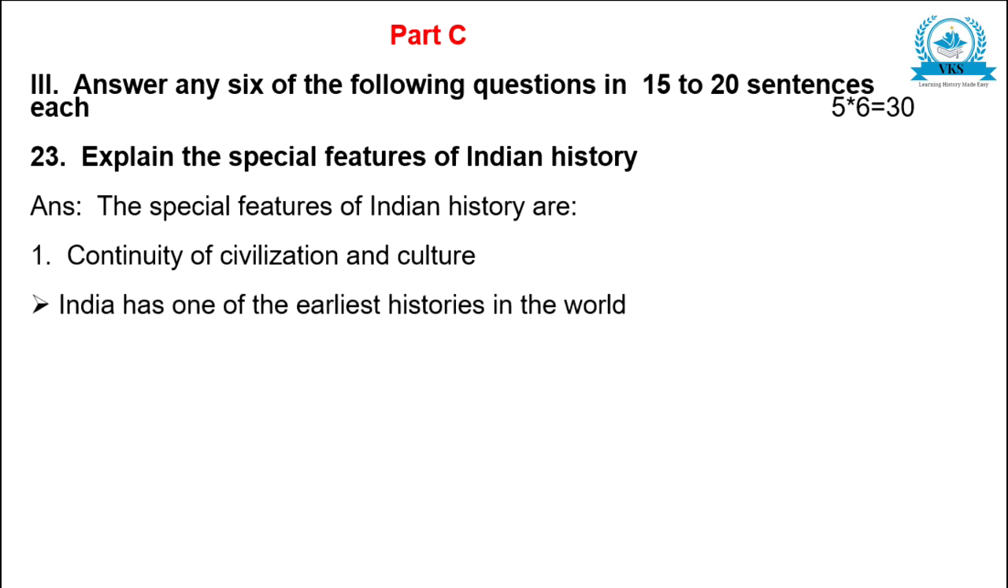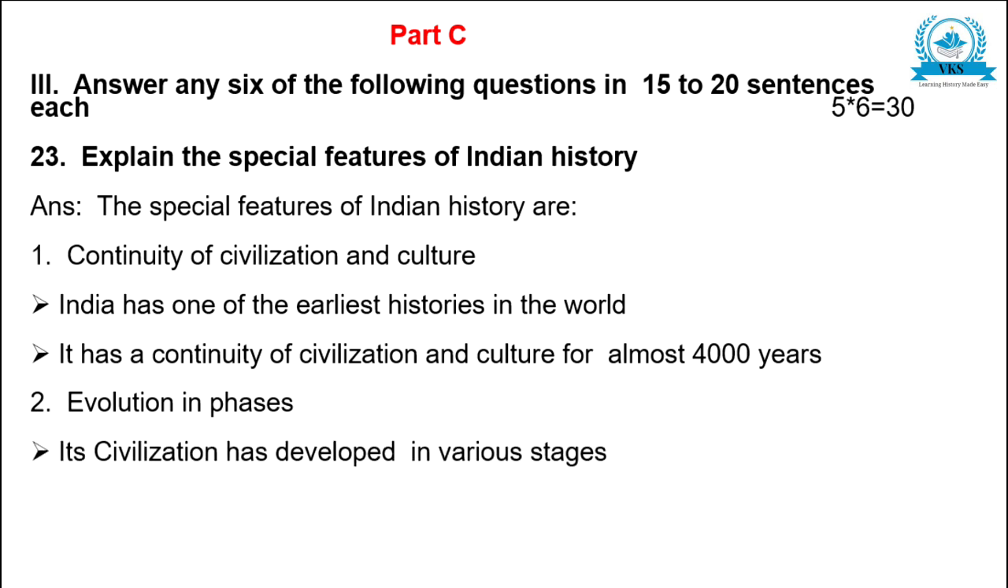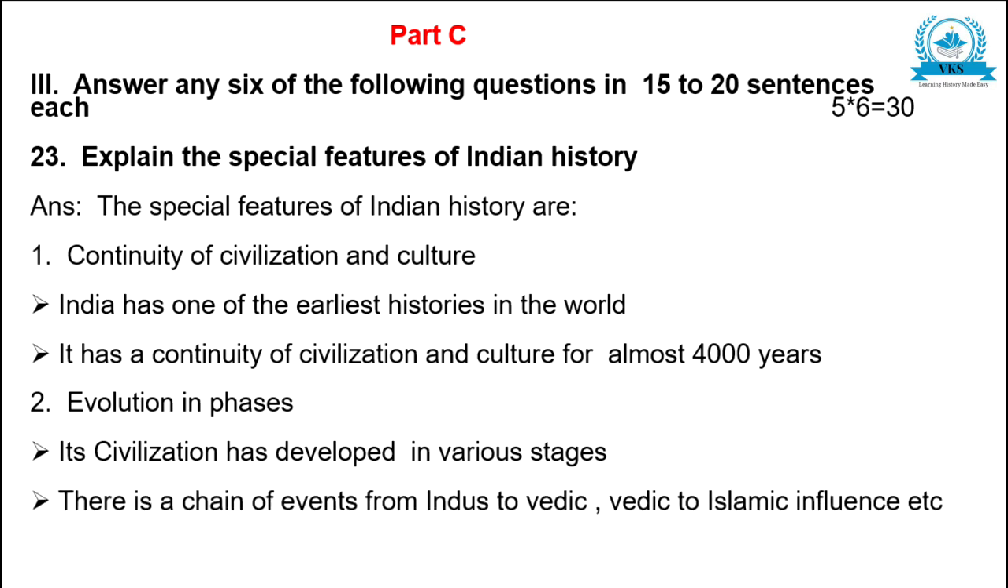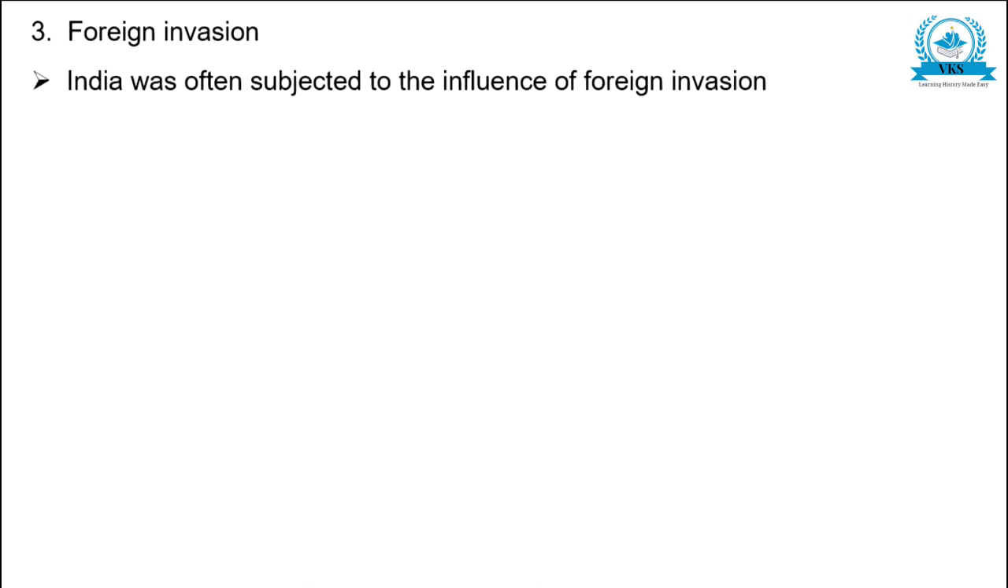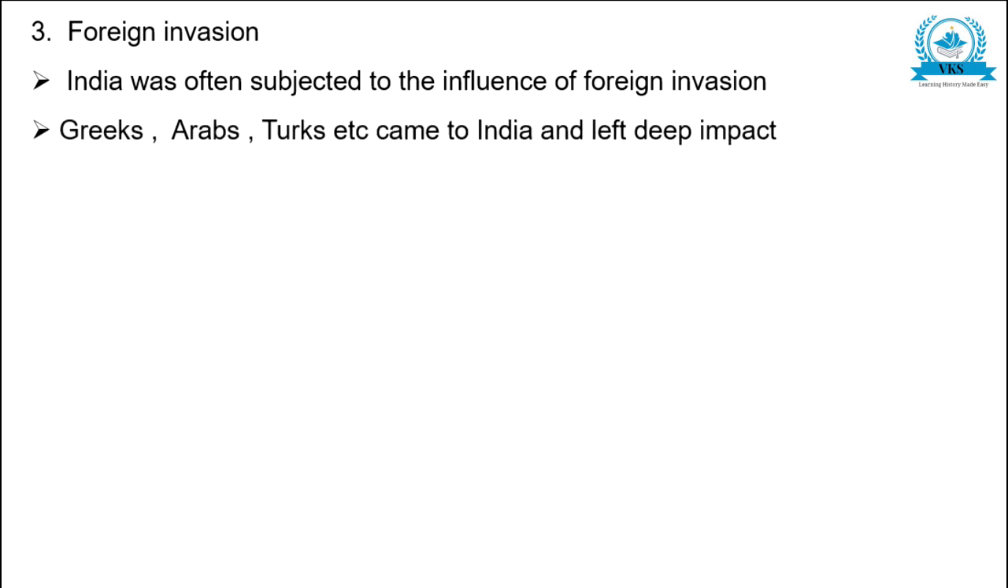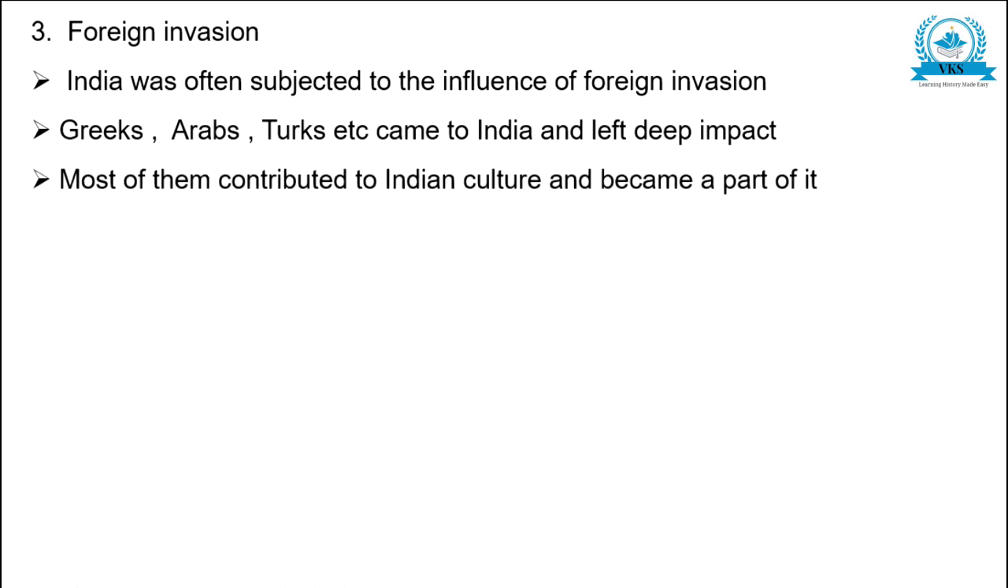India has one of the earliest histories in the world. It has a continuity of civilization and culture for almost 4,000 years. Second is evolution in phases. Its civilization has developed in various stages. There is a chain of events from Indus to Vedic, Vedic to Islamic influence, etc. Third one, foreign invasion. India was often subjected to the influence of foreign invasion. Greeks, Arabs, Turks, etc. came to India and left a deep impact. Most of them contributed to Indian culture and became a part of it.